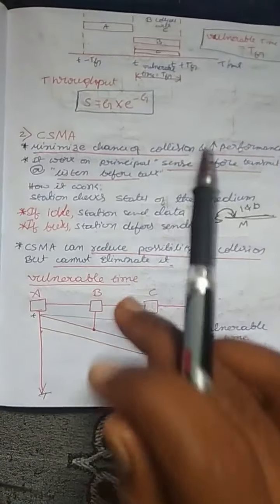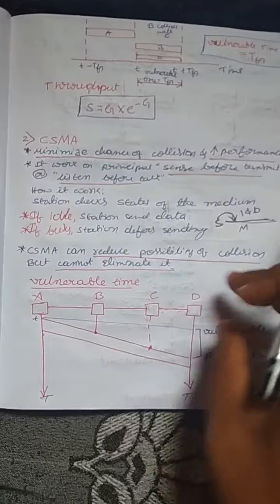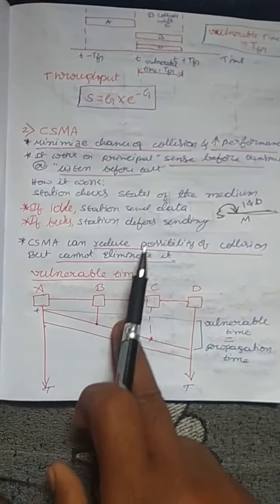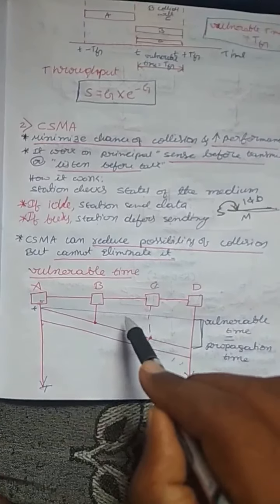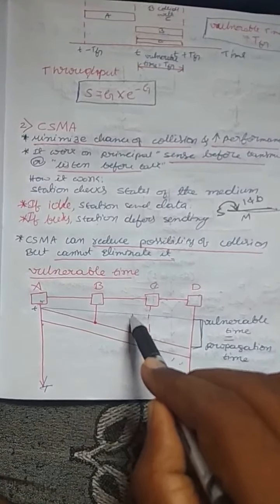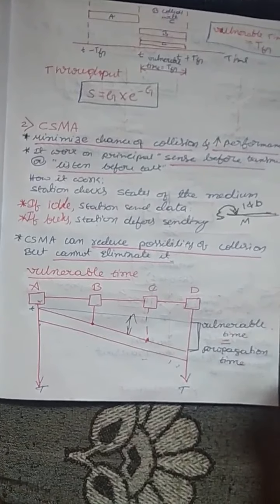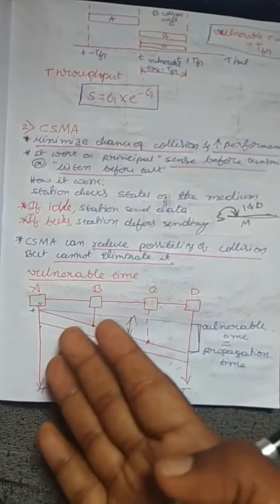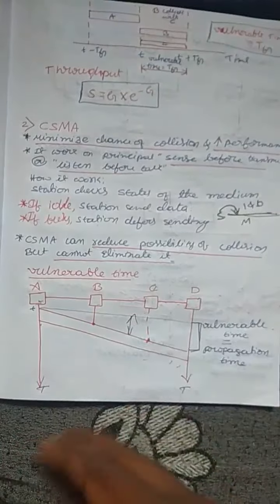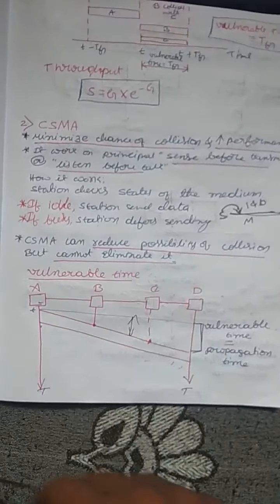You can see that vulnerable time is the time in which a collision happens. Here also there is a collision, and here to here there is a collision. So vulnerable time is equal to propagation time. The time in which data is sent from one station to another is the propagation time. The propagation time is equal to the collision time here. That's all.